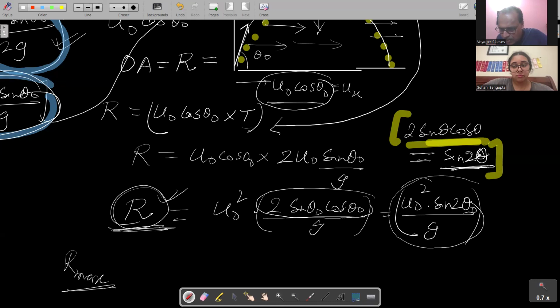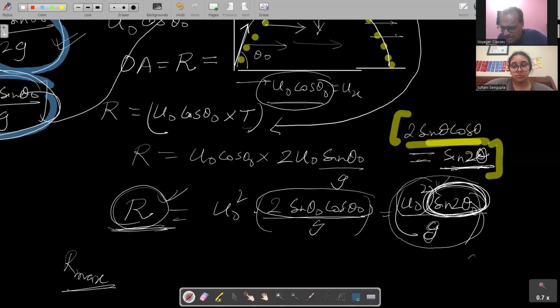Now, sir, if u0 is the same for Neeraj Chopra and that particular Pakistani who threw the javelin, the initial velocity was the same. So g is also the same at that particular point. But the angle makes the difference. That is the key area, this angle.